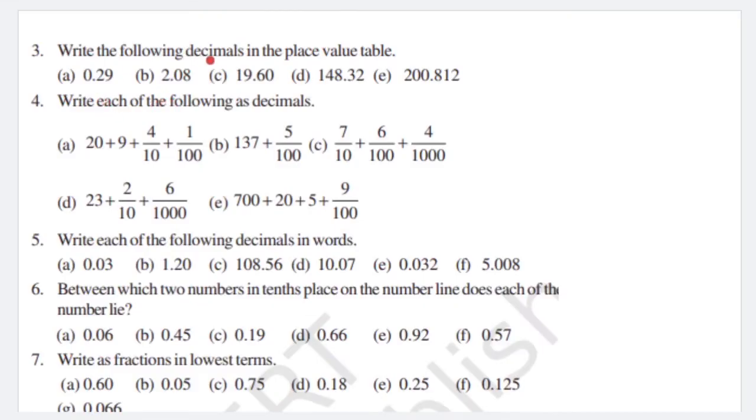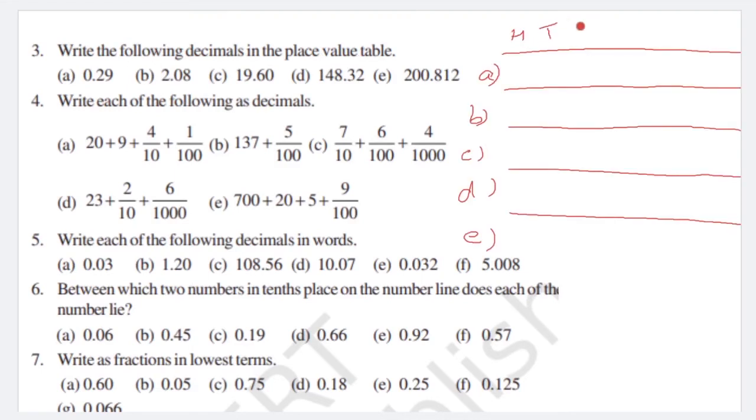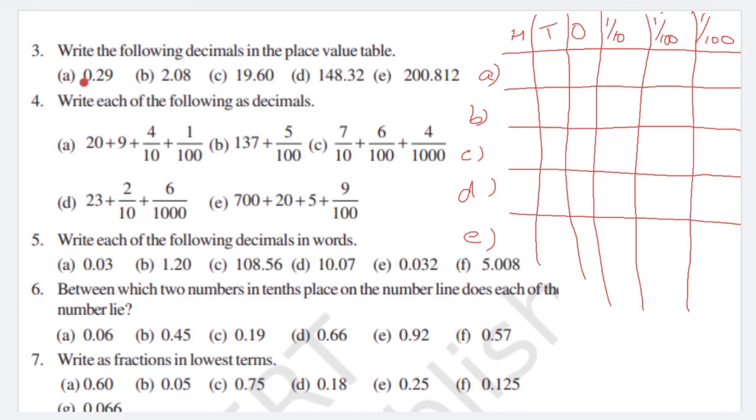Okay, write the following decimals in the place value table. So you have to form a table. You have hundreds, tens, ones, 1 by 10th, that is tenths position, 1 by 100, 1 by 1000. Okay, we shall start writing the table. 0.21. This point will come after ones place. So here after ones place you will be writing 2, 1. All these you can write as zeros.